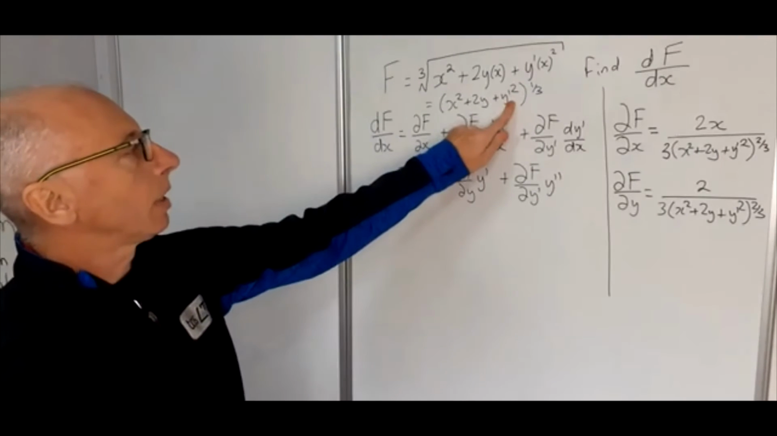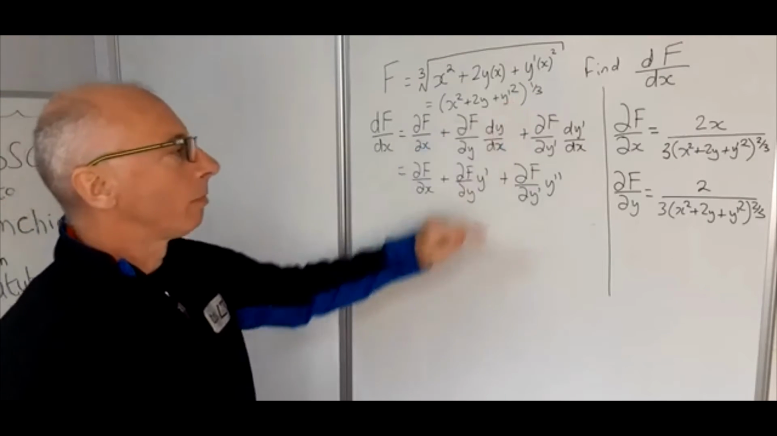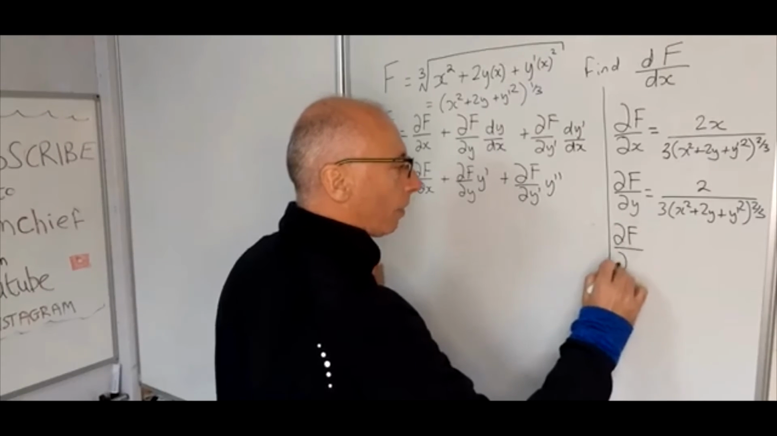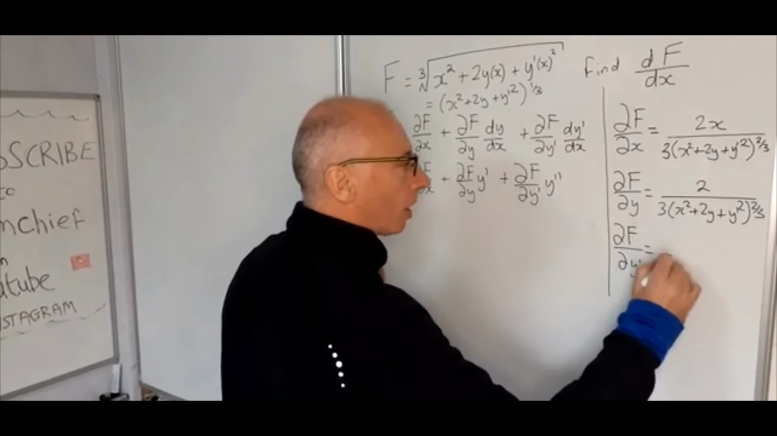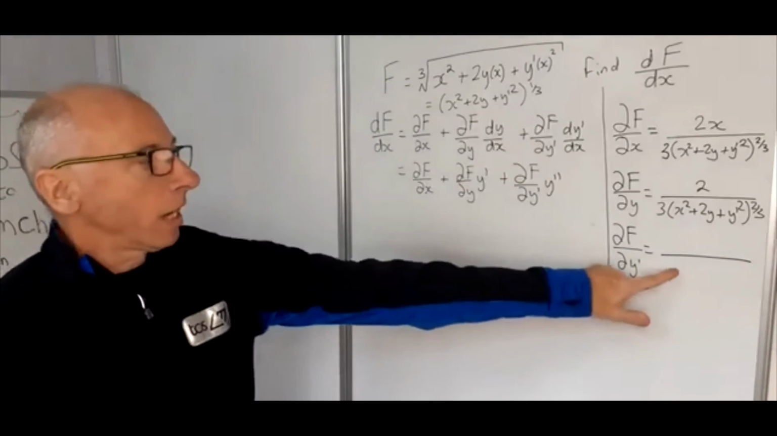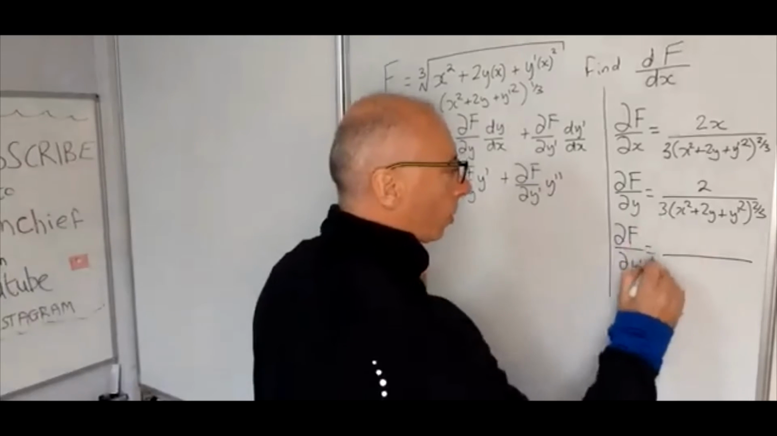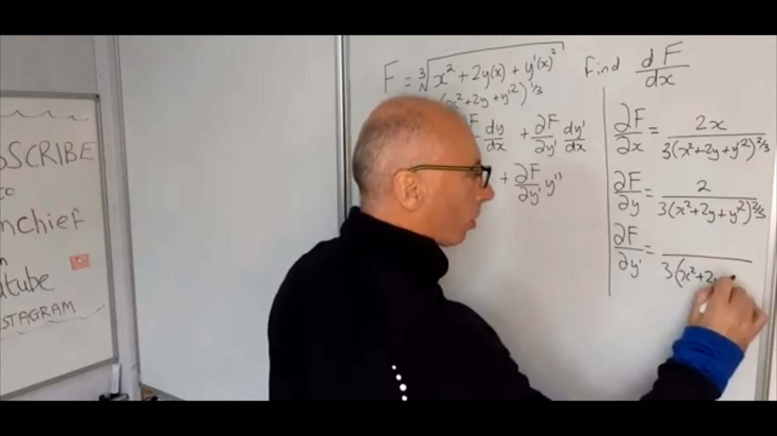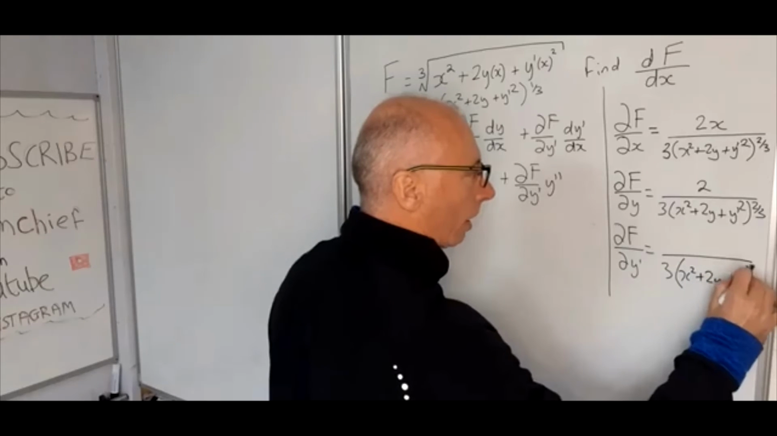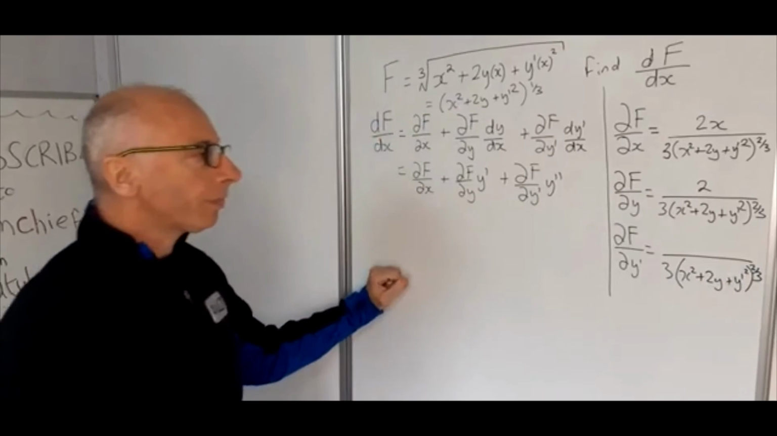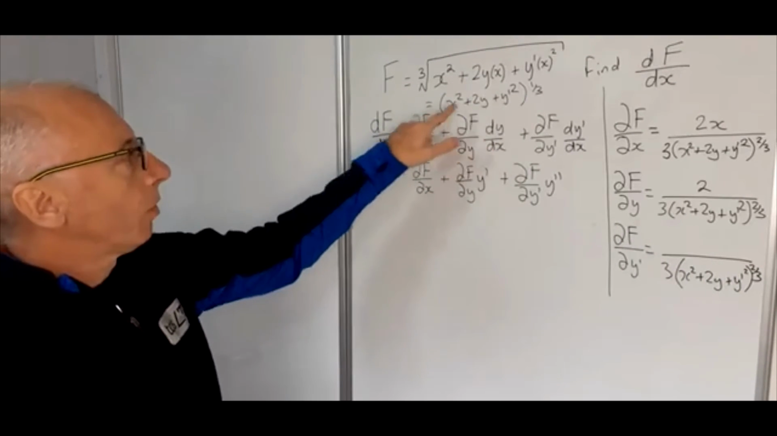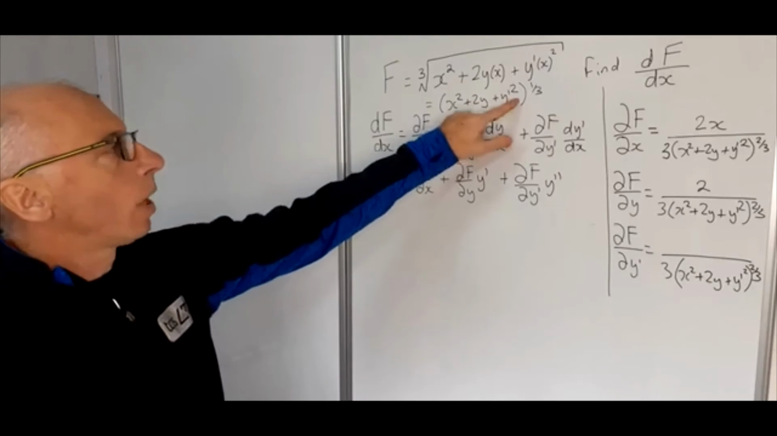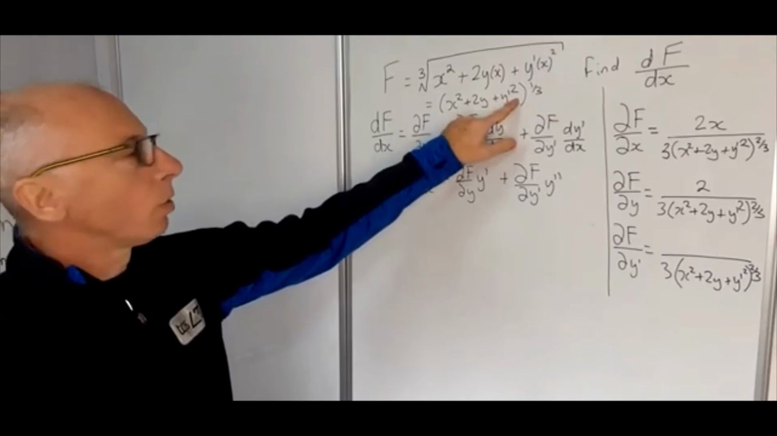Okay, now we need the partial with respect to y prime. So let's write that in here as well. So same again, partial of f with respect to y prime. We're going to end up with the same denominator as before, so let's just go straight in with the 3. And that's x squared plus 2y plus y prime squared to the power of 2/3. Chain rule is going to work just the same for all of these inside terms. But now all we're going to do is multiply by the derivative of y prime squared, which is just going to be 2y prime.